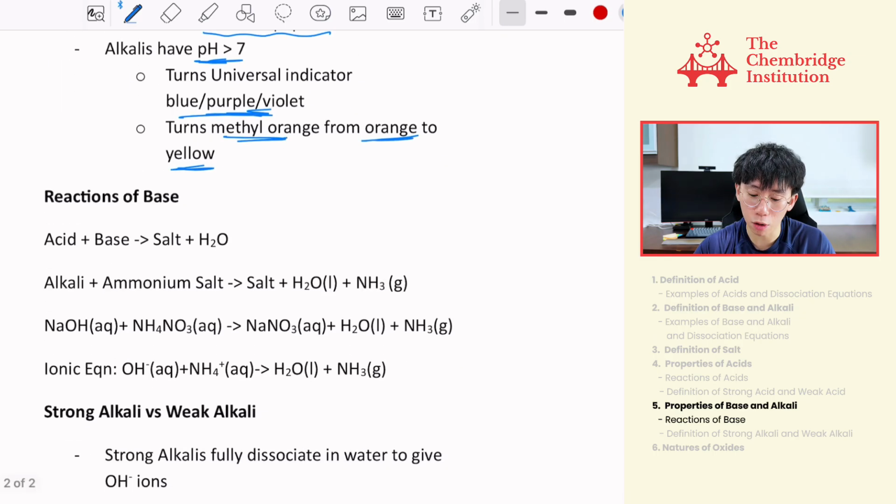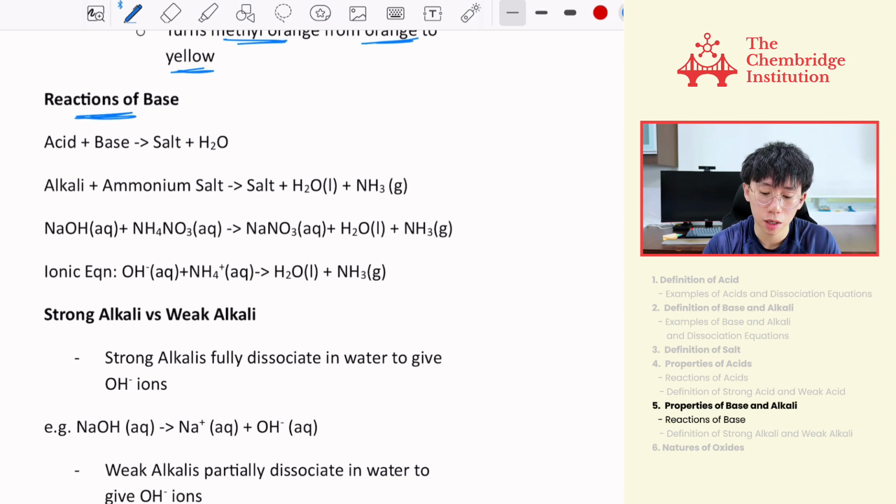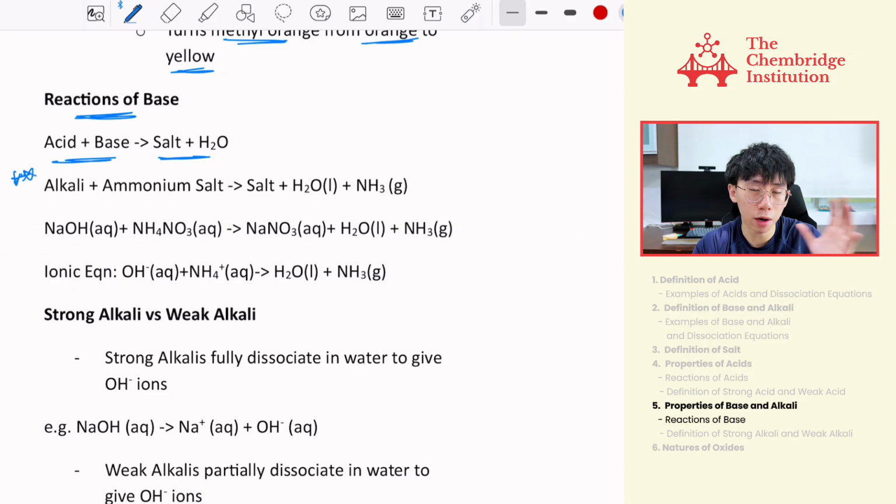Next, our reactions of our bases. We also have to memorize the reactions of our bases. We've already covered acids plus bases to give salt plus water. But a new reaction, which is very commonly asked, is alkali plus ammonium salt, which can give you a salt plus water plus ammonia gas. An ammonium salt is any compound with the NH4+ ion inside.